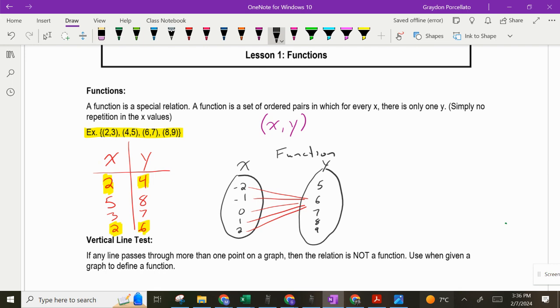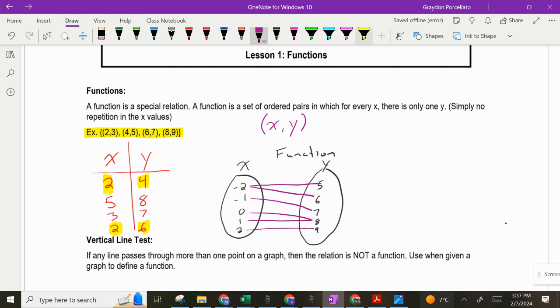As soon as one x value goes to two different y values, then we're in trouble. So we get into trouble when we do this. 2 goes to 5, and 2 also goes to 6. 1 goes to 7, 0 goes to 8. 1 goes to 8, and 2 goes to 9.